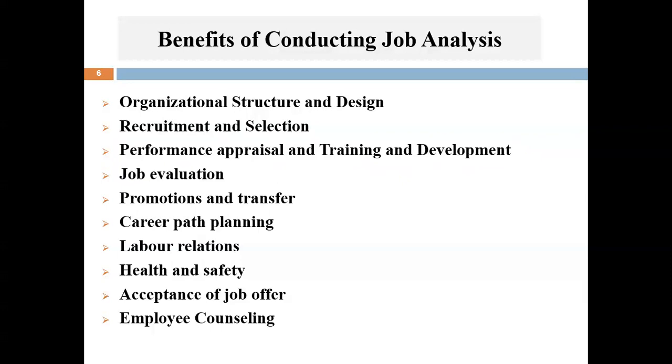The next one, the most important one, is promotions and transfers. When we give a promotion to any employee, we need to promote him on the basis of the skill and talent required for the future job. So to take all these decisions, we collect information from job analysis only.